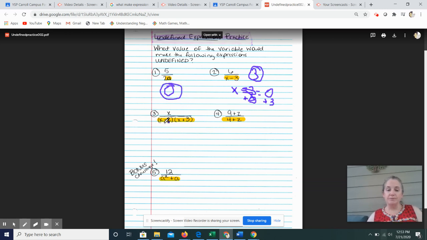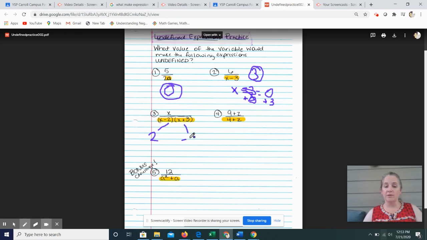On this one, you've got two amounts being multiplied together. You've got x minus 2 being multiplied by x plus 3, so you're basically doing this twice. What number minus 2 would equal 0? 2, right? And then what number plus 3 would equal 0?